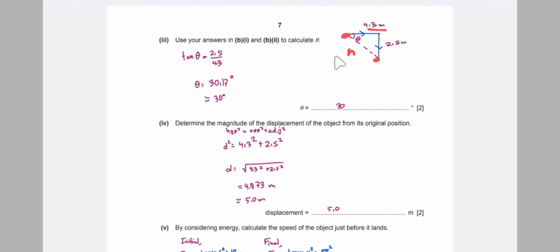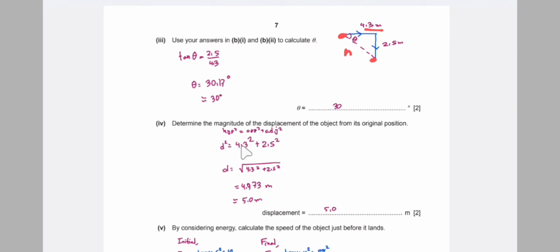Displacement square, we consider as d square is equal to 4.3 square plus 2.5 square. So displacement comes to be 4.973 meter, that is approximately 5 meter. So we have given our answer to two significant figures, that is 1, 2.